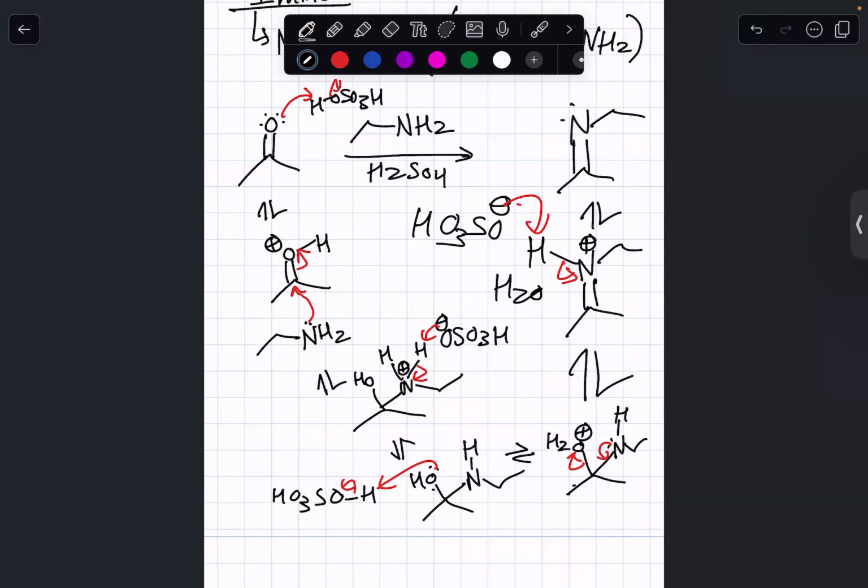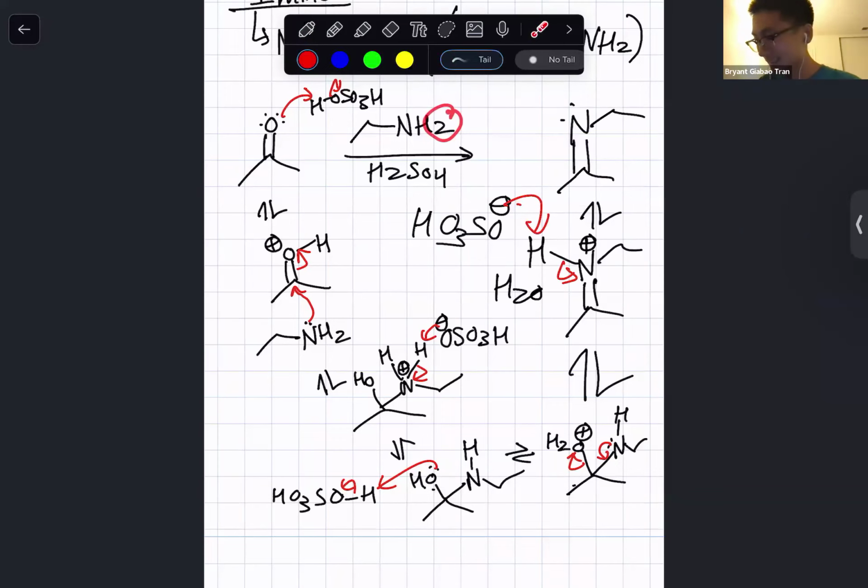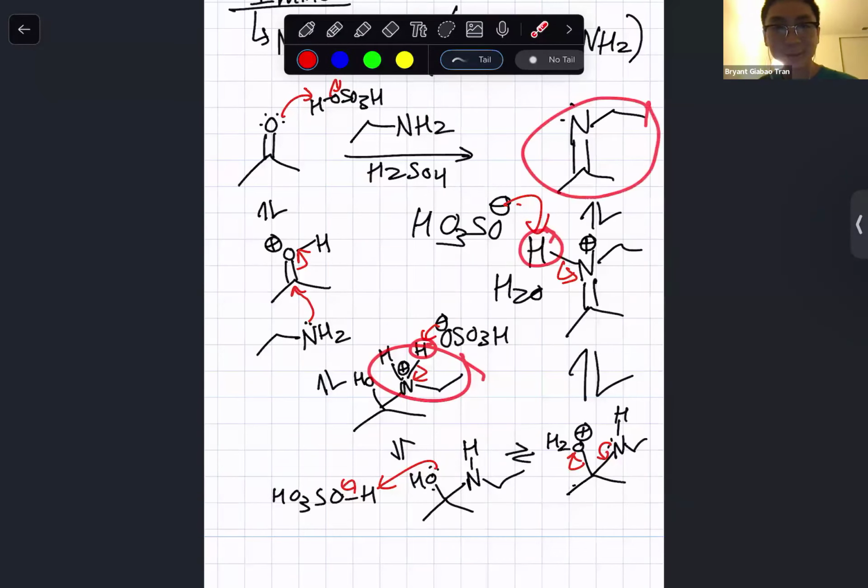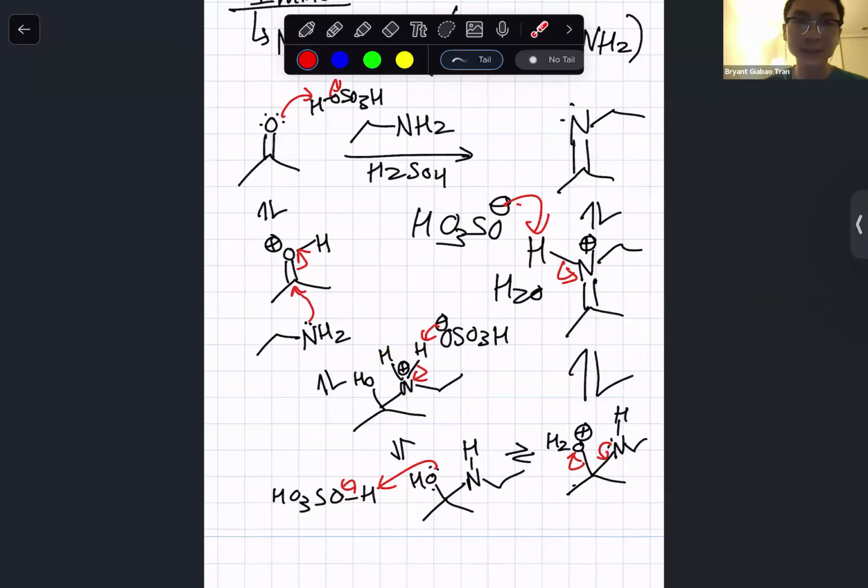So you lose two H's in the process, in the whole mechanism. The first H was lost by deprotonating it the first time to make it into a bad leaving group. And then the second H was lost by neutralizing the final product. But in the overall process, we lose 2 H's.